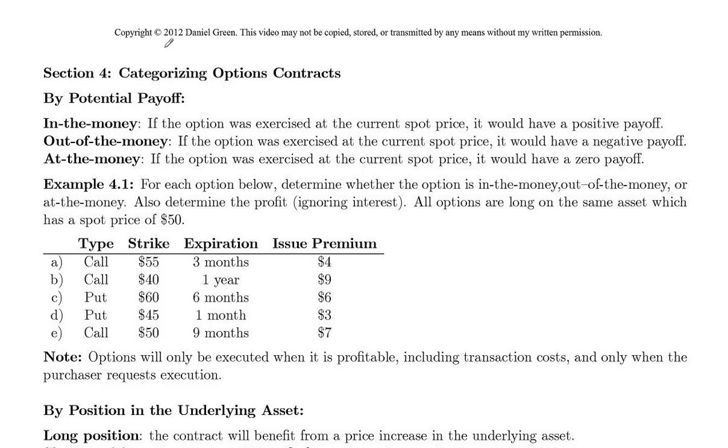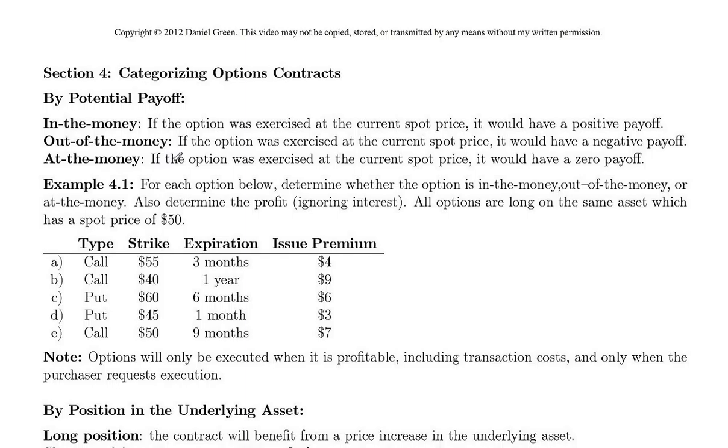First we're going to talk about options in terms of payoff. An option is called in the money if, when that option is exercised at the current spot price, it would have a positive payoff. It's called out of the money if, when exercised at that spot price, it would have a negative payoff. And it's called at the money if exercising the option would produce a zero payoff.